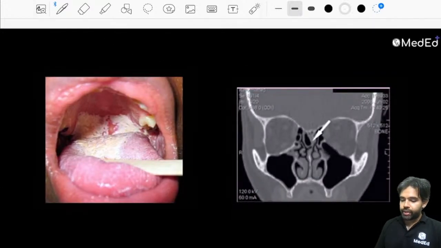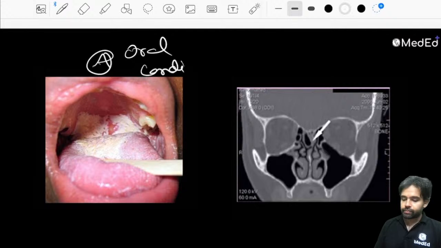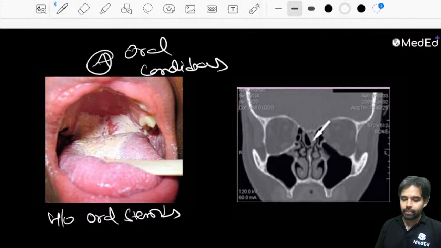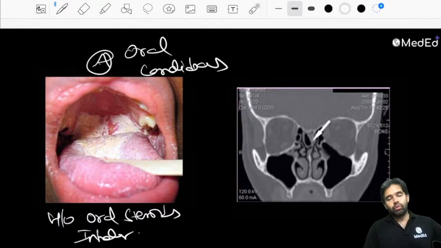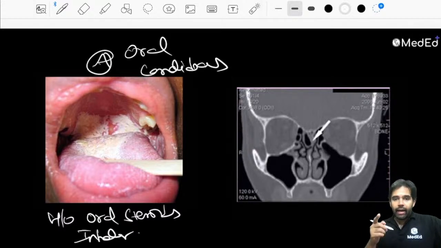All right, this is oral candidiasis. There will be a history of oral steroids, or some immunocompromised state, or some inhaler. All of that is causing this whitish thing which easily peels out, unlike your hairy leukoplakia which does not peel out. All right, and now do not get confused.